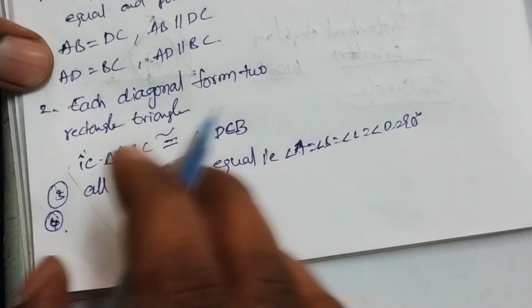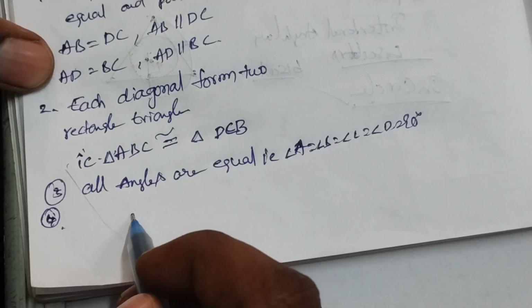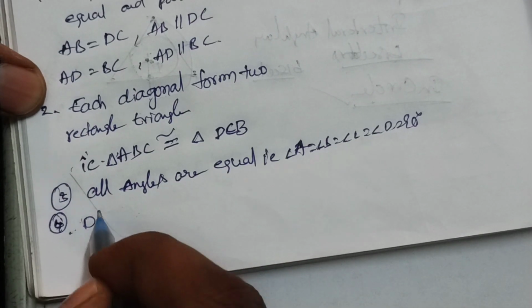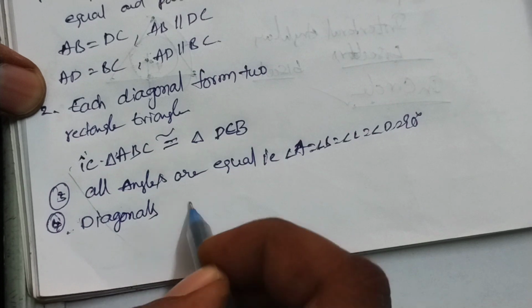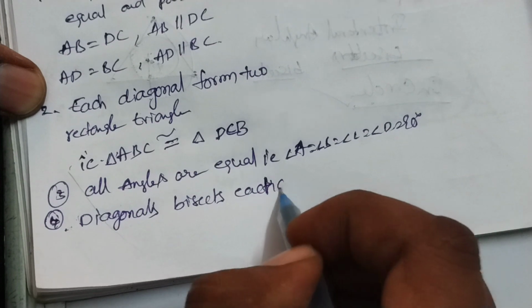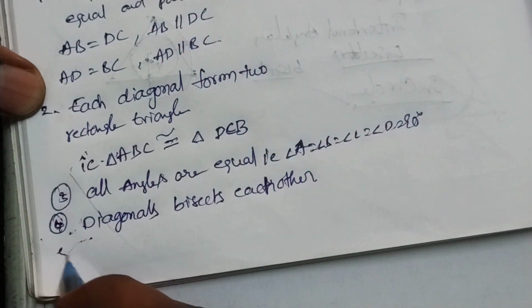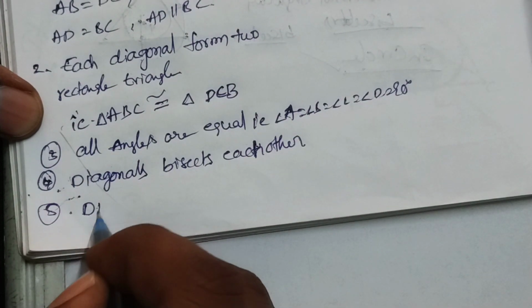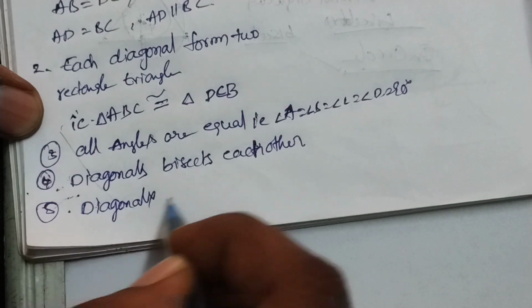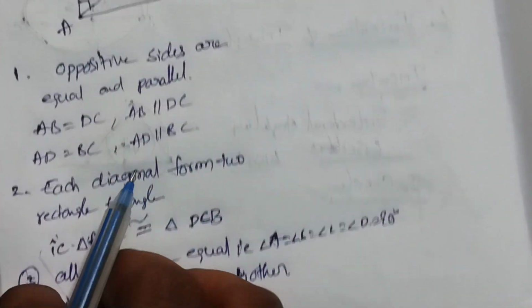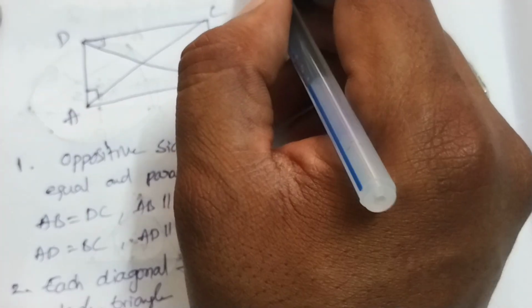Next, coming to the fourth point, diagonals bisect each other. And the fifth point, diagonals are equal. In a parallelogram, we observed before that the diagonals are not equal. In this case, the diagonals are equal.